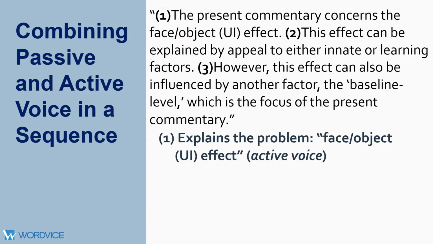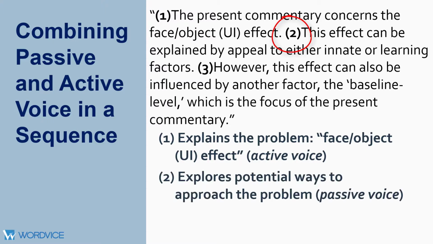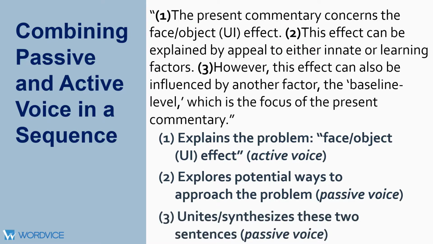using the active voice, setting up the reader for a further explanation that will follow. Meanwhile, the second sentence, written in the passive voice, explores some potential directions from which this problem can be approached. Finally, the third sentence unites these two ideas, or synthesizes them, using a passive voice construction. You'll also note that this third sentence is parallel with the second, that is, it has a similar syntactical structure. It unites the problem and the proposed explanations using the idea of influence as a unifying action, and this can be achieved using the passive voice.